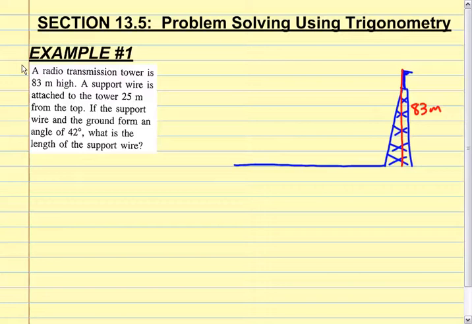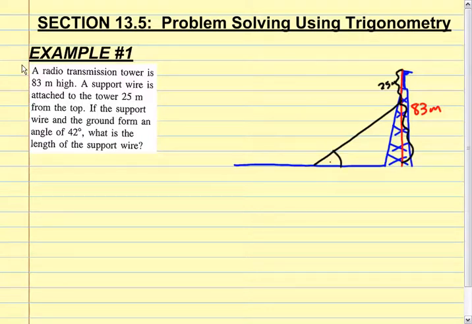So there's a support wire. If the support wire and the ground form an angle of 42 degrees. So here's my support wire. Let me draw this in here. And it's 25 meters from the top. So I know that this distance is 25 meters. What is the length of the support wire?